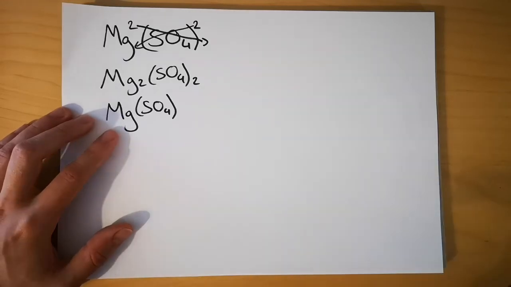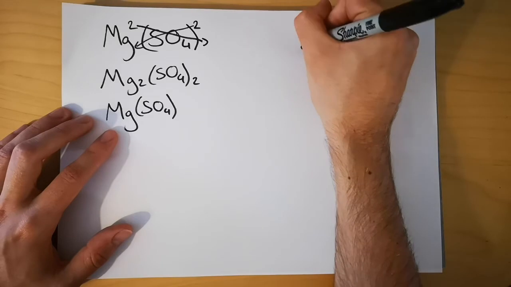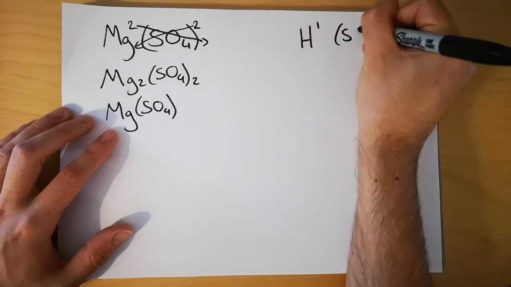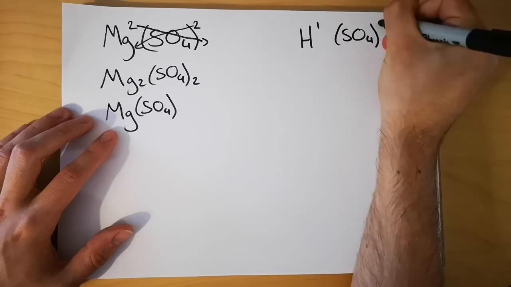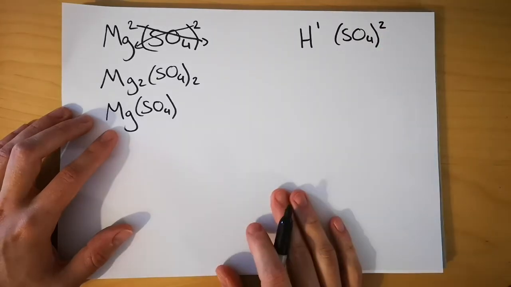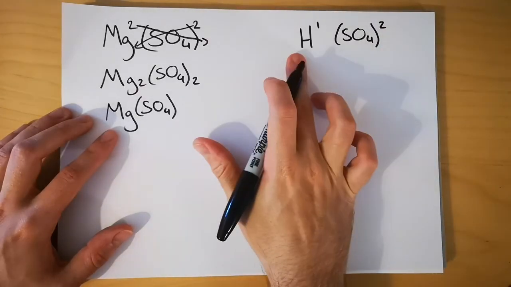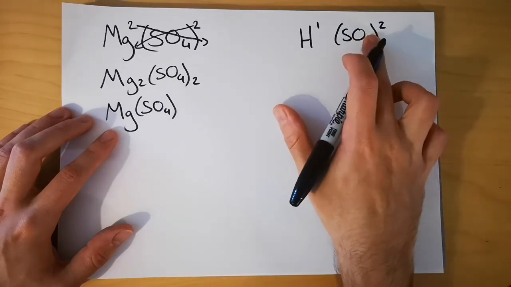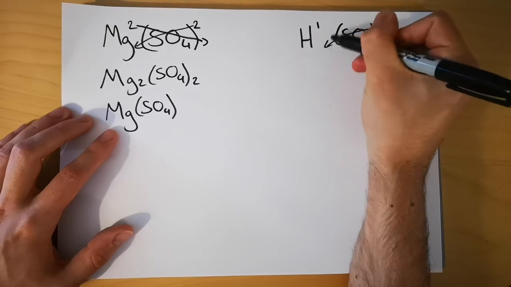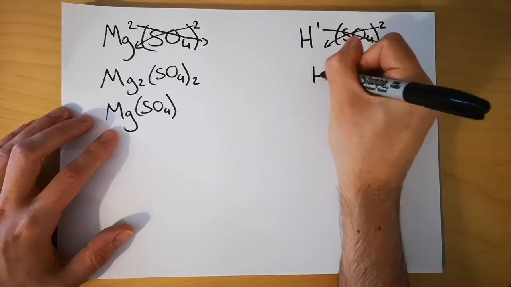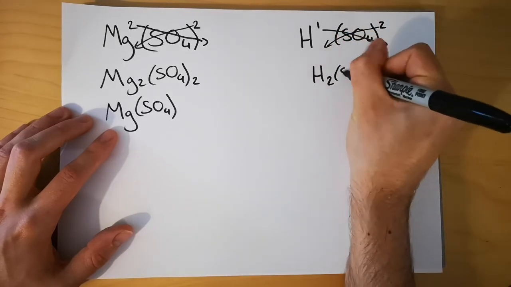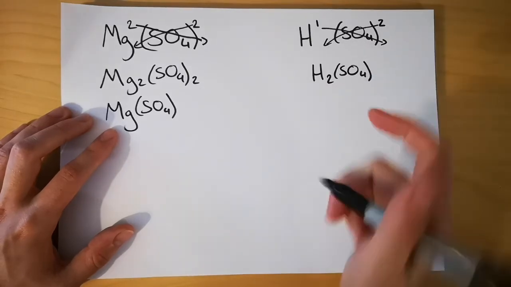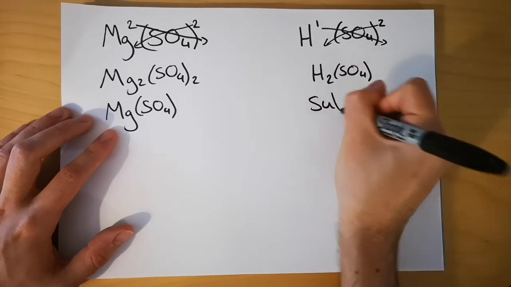Now, if I have hydrogen, what's going to happen here? So I've got hydrogen, which has a valency of 1. I've got my sulfate complex ion with a valency of 2. I want to swap these over and I get H2SO4.